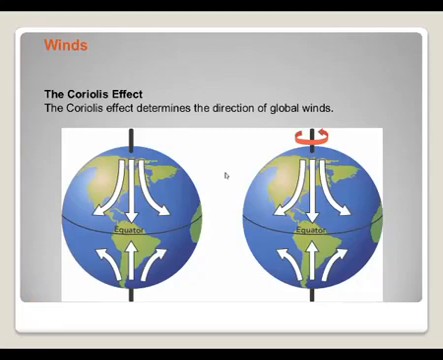So looking at this picture, and with what I just discussed, what direction would the Coriolis deflect global winds in the northern hemisphere and the southern hemisphere?